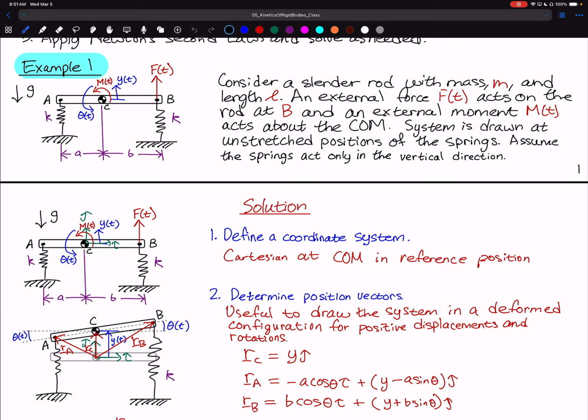This is a slender rod with mass m, length L. It's got some external force acting on it at location B. And then there's an external moment acting about the center of mass on the system. It's drawn at the unstretched position, and we are assuming that the springs only act in the vertical direction. And then again, I didn't write it down, but we want to find the equation of motion governing this system.